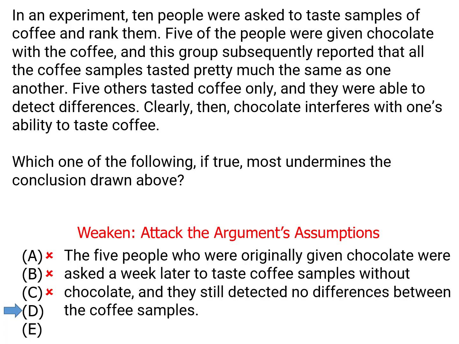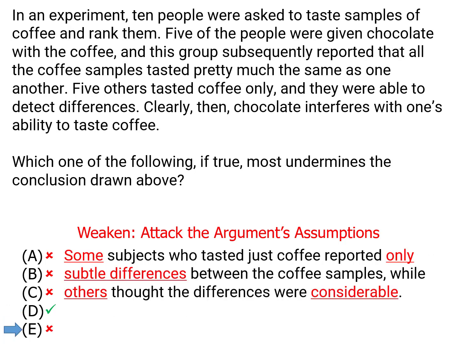So answer choice D, the 5 people who were originally given chocolate were asked a week later to taste coffee samples without chocolate, and they still detected no differences between the coffee samples. Now this answer is going to be our answer because it's attacking that representativeness assumption. Apparently when they grabbed 5 people for this study, they seem to have just happened to have grabbed 5 people who don't know the difference between coffees or can't taste the difference between coffees. It suggests that it wasn't the chocolate, it's just something special about these people, since when you take the chocolate away, they still don't detect any differences. So answer choice D works.